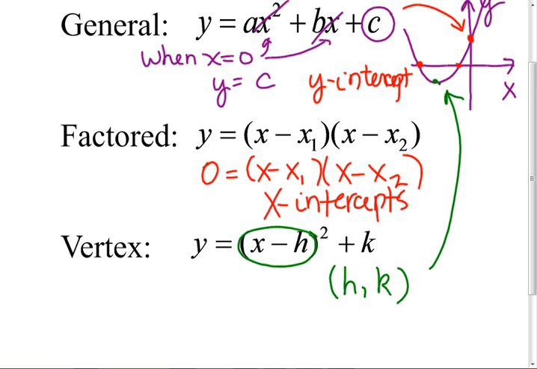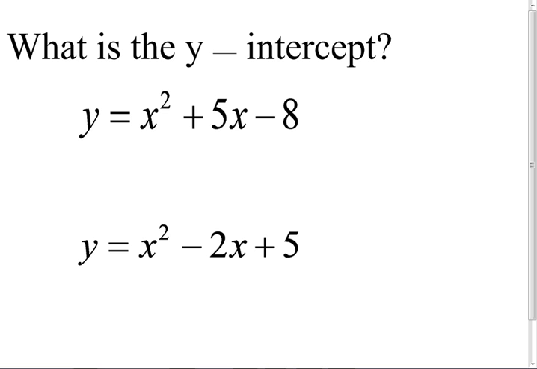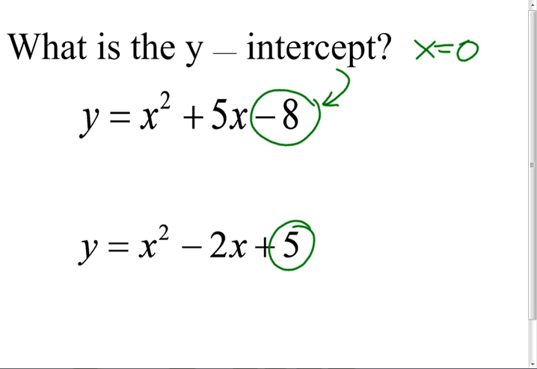Okay. Ready? What's the y-intercept here? This should be easy. It should be the -8. That's the -8. Nice. That's the y-intercept. What's the y-intercept here? 5. Because the y-intercept is when x is 0. When x is 0, all of these terms go away. Question? You have this down?